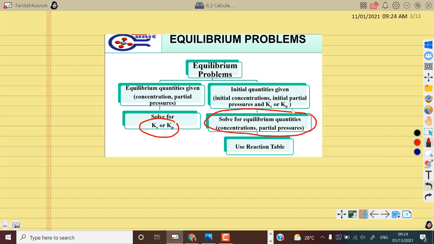Jadi macam mana nak kira tu, dia kena tengok data yang kita ada. Okay, kalau kita ada setengah soalan, dia beri awak equilibrium concentration ataupun partial pressure terus. Okay, kalau soalan tu beri equilibrium concentrations or equilibrium partial pressures, usually dia akan suruh kita kira Kc dan ataupun Kp. Okay. Tapi kalau soalan tu beri awak initial quantities ataupun initial concentrations, initial partial pressure dan juga Kc atau Kp. Itu maklumat yang diberi kepada awak. Normally soalan akan suruh awak kira equilibrium concentrations and equilibrium partial pressure. Okay, tak apa. Kalau tak faham, tak apa. We have to go through the example.